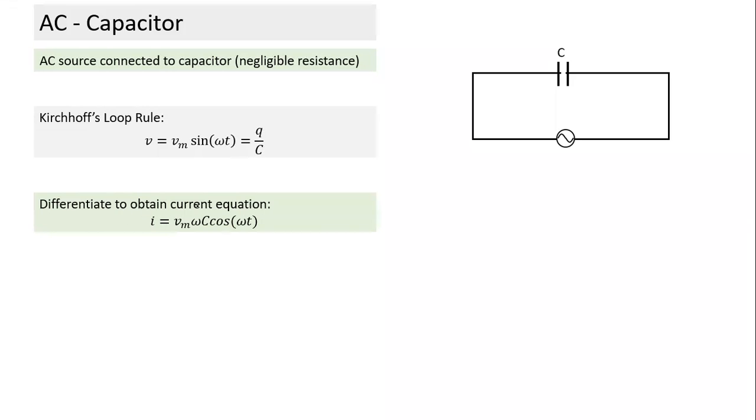Differentiate to obtain current. So in the current equation, this omega comes here. This is the current equation. Next, what do we do here? This is in cos and this is in sine, so to compare both, we convert into sine: cos omega t becomes sine of omega t plus pi by 2. So this is the expression, and this entire term becomes my amplitude.